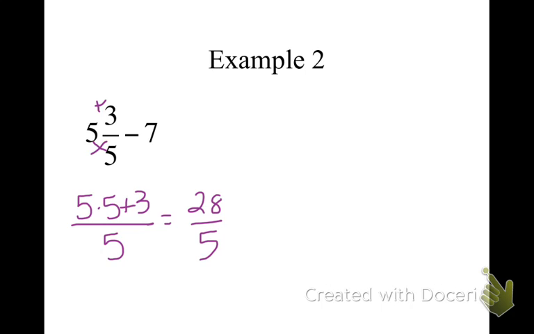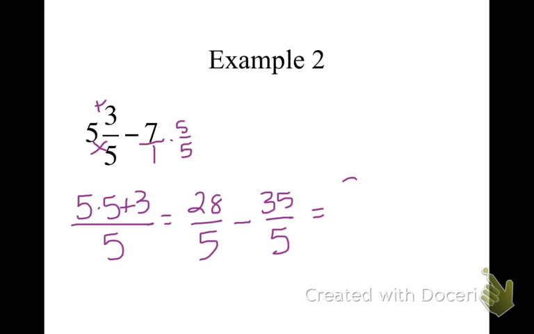Since I know that I have a denominator of 5, I want my second number then to have a denominator of 5. All whole numbers are fractions over 1, which means I can multiply this second fraction by 5 over 5 to get 35 over 5. So it's important that we have that common denominator.